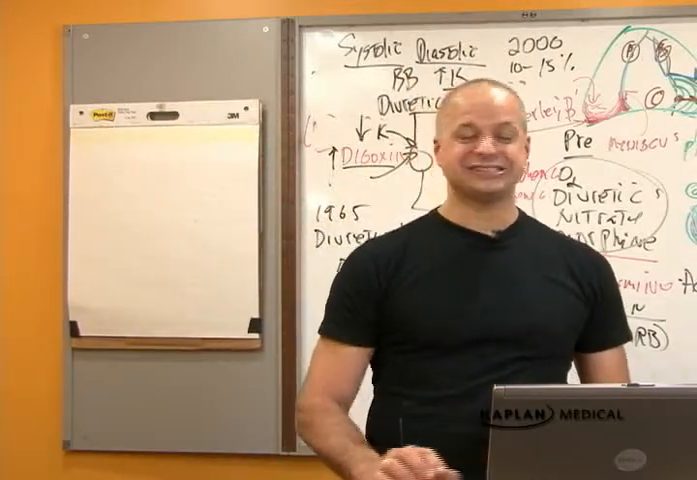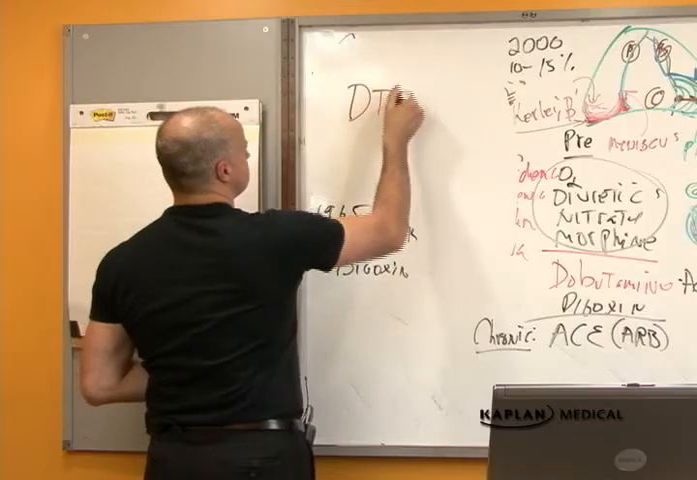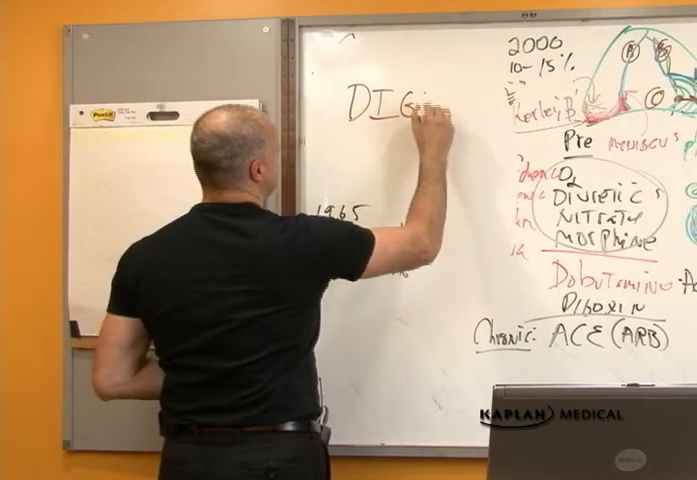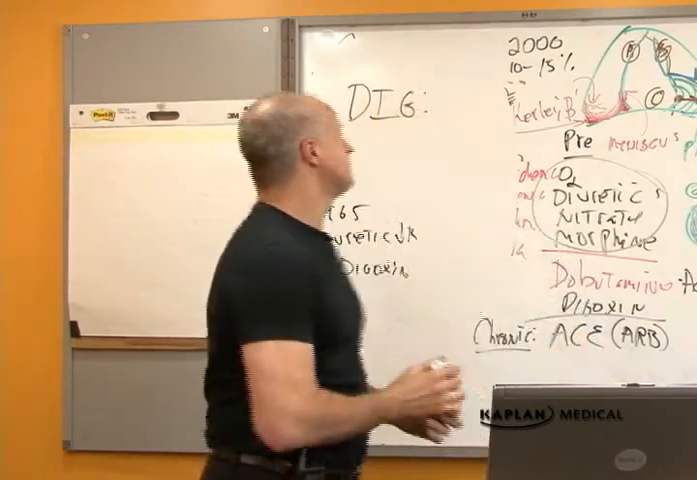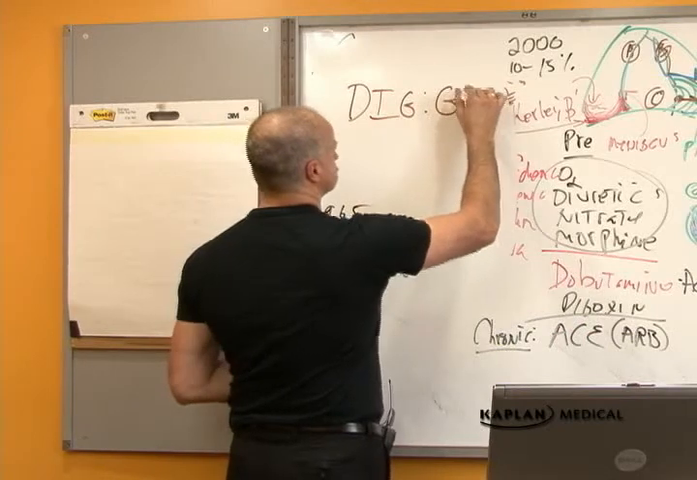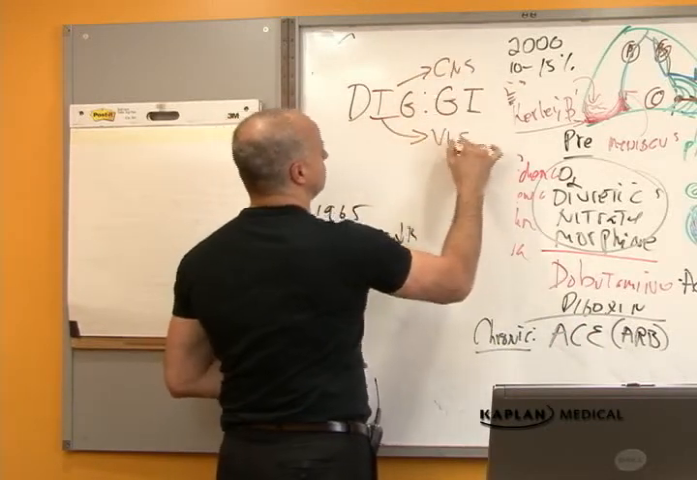Now, digoxin toxicity used to be a big deal. We didn't have any other drug. What is the most common presentation of dig toxicity? GI problems. Now, dig can give you CNS problems. Dig can give you visual problems.